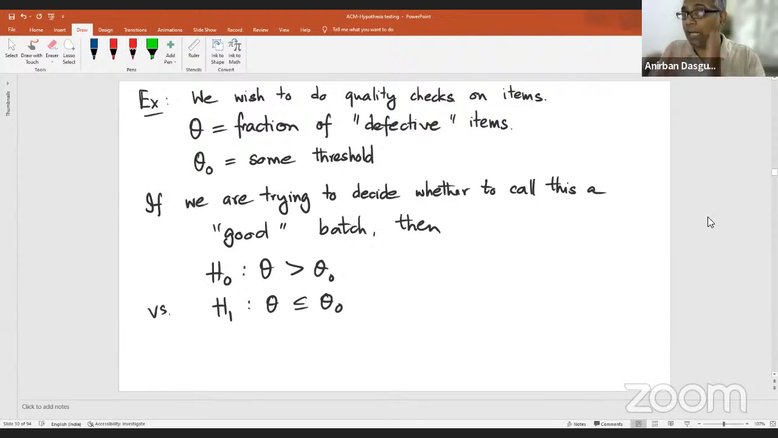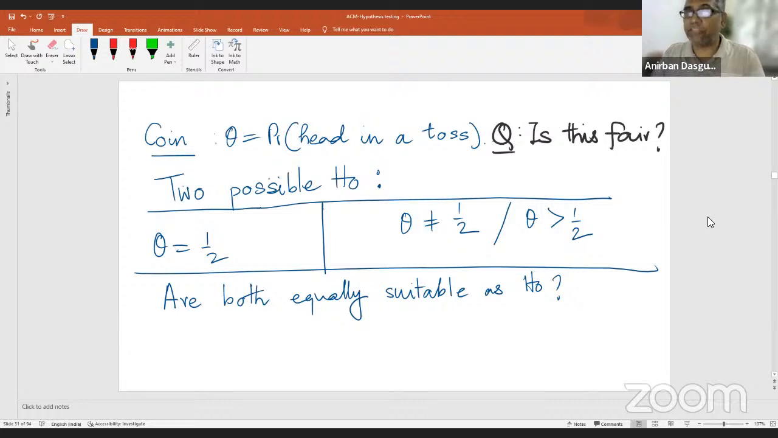It says that my null hypothesis is that theta, the fraction of bad items, is actually bigger than theta 0. If there is enough evidence, I'll reject. So therefore, the alternate hypothesis is that theta is less than or equal to theta 0. This we saw here. In choosing the null hypothesis, the computational or the statistical aspect comes into play.